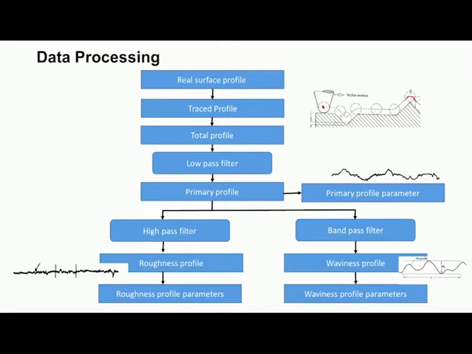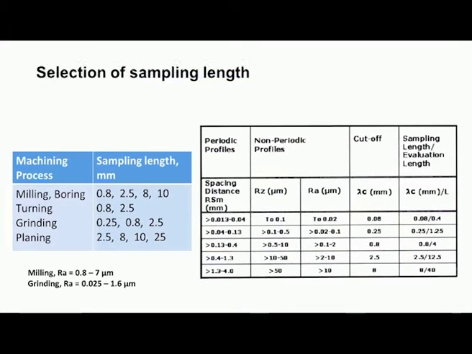And if you pass this primary profile data via the band pass filter, then we get only the waviness profile, and we can eliminate the roughness parameters. So, the profile we get will be something like this. The roughness element, the micro irregularities, has been removed, and we get only the waviness profile parameter. So, like this, by passing the data through the various filters, we can get the required parameters.